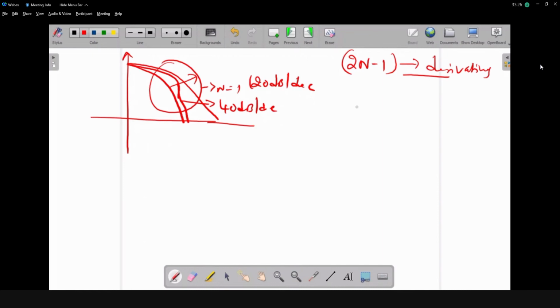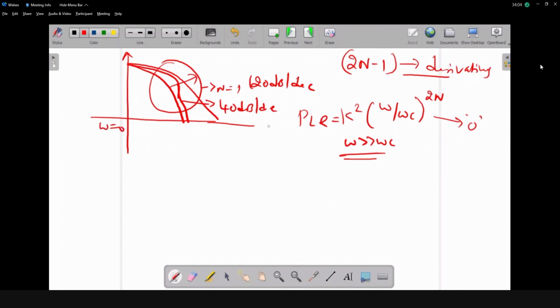So then, in the stop band we have k square into (omega by omega c) whole power 2n. So this is the PLR for omega far greater than omega c, that stop band we have. Then this is almost going to approach zero. Whenever we take the 2n minus 1 derivative at omega equal to 0, it is generally going to be the maximum at omega equal to 0, and when omega is far greater, it is going to tend to 0.